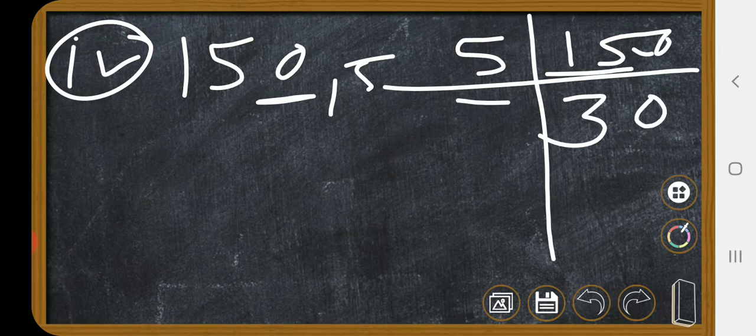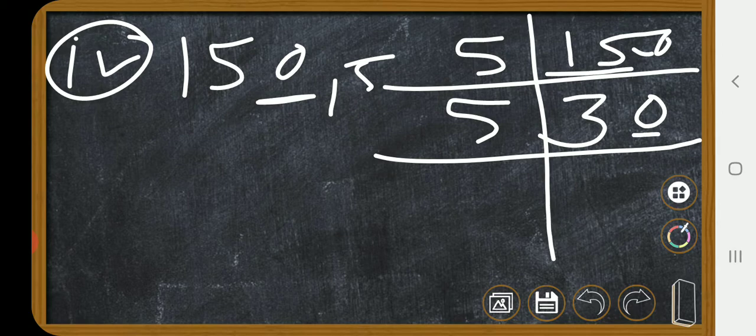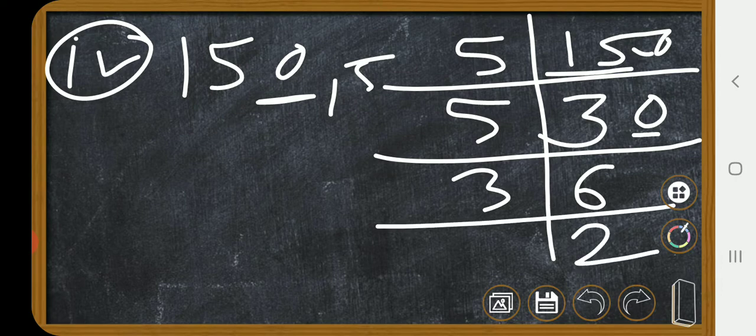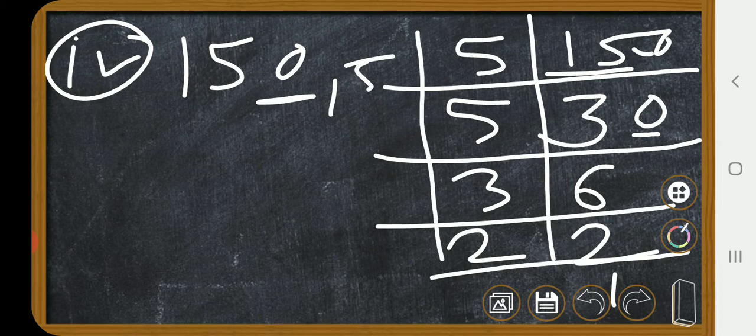Again 5 6s are 30, here 0 means it is divisible by 5, 5 6s are 30. 6 is there, now it is divisible by 2 also, it is divisible by 3 also, you can take anything, we will take 3. 3 2s are 6 and 2 1s are 2. So these are the prime factors of 150 in vertical arrangement. 5 multiplied by 5 multiplied by 3 and multiplied by 2 in vertical arrangement.